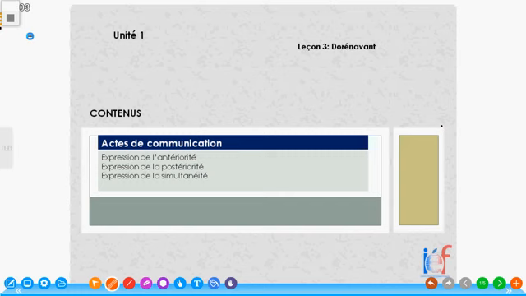Ici, on va apprendre la communication, l'expression de l'antériorité, la postériorité et aussi la simultanéité. D'abord, le sujet de cette leçon, c'est dorénavant. Le premier devoir pour vous, c'est de savoir qu'est-ce que ça veut dire le mot dorénavant. Alright, so I want you to find out that word and we shall continue from there.